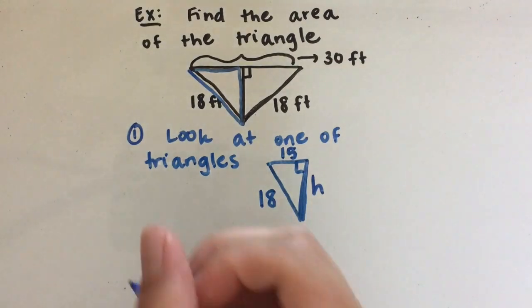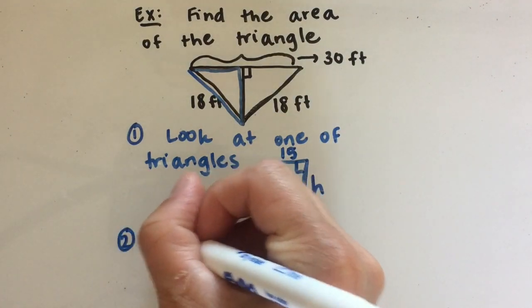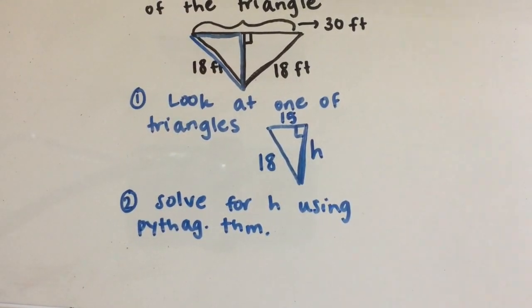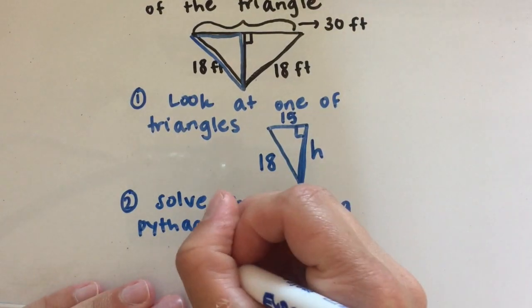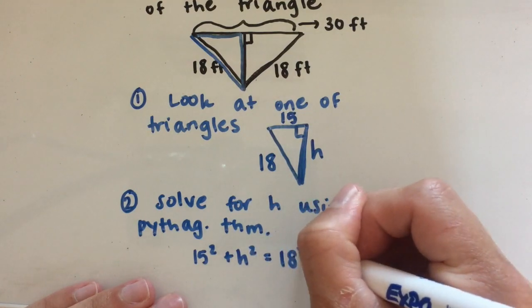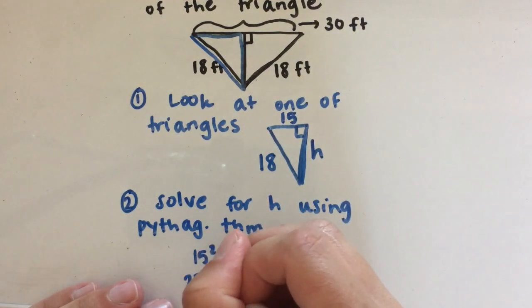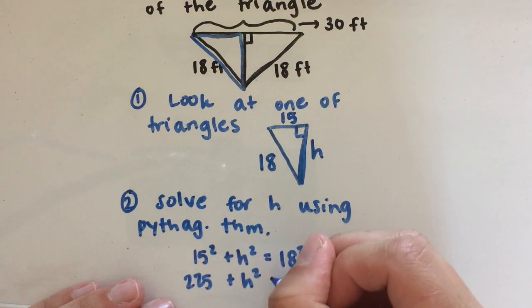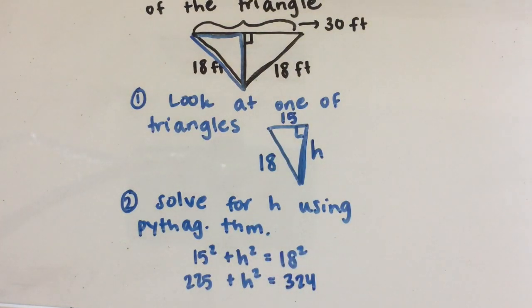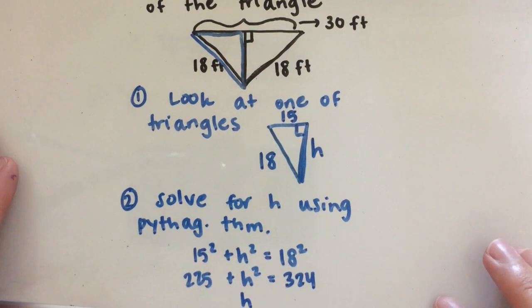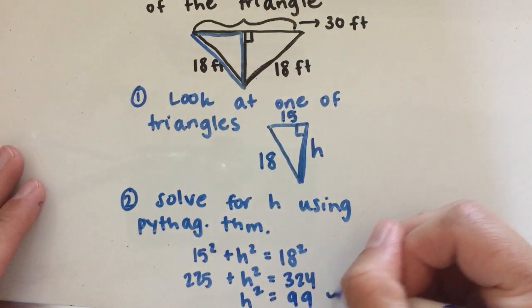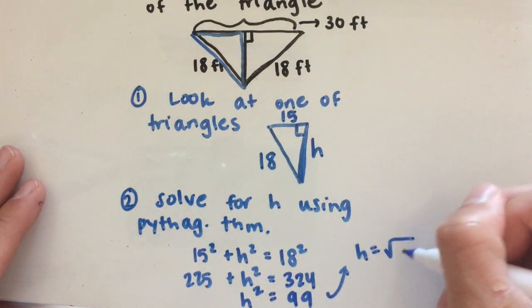And now to solve for h, I use the Pythagorean theorem. So I get 15 squared plus h squared equals 18 squared. And that gives me 225 plus h squared equals 324. Now I can subtract 225 from each side, and I get h squared equals 99. And I can just leave my height as a square root, so my height is the square root of 99.